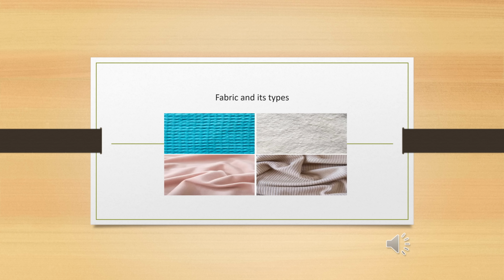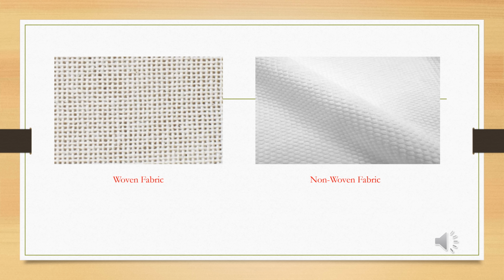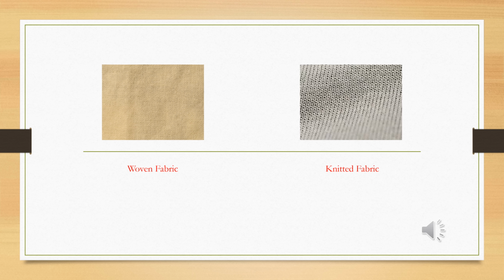Today we discuss fabric and its types. There are two basic types of fabric. One is woven and the second is non-woven. Today we will discuss in detail woven fabrics.